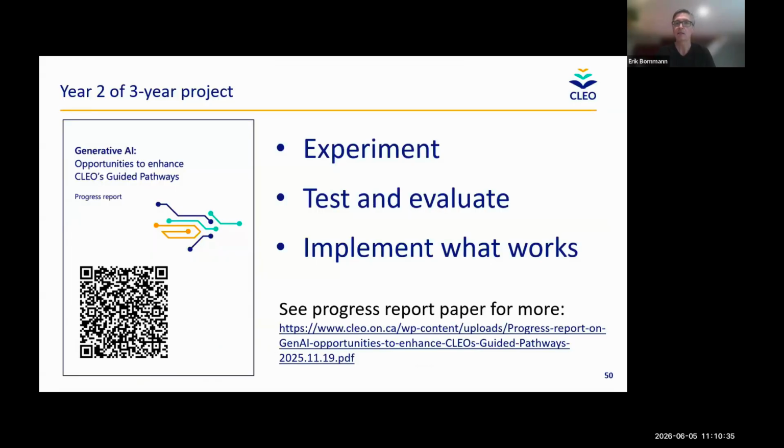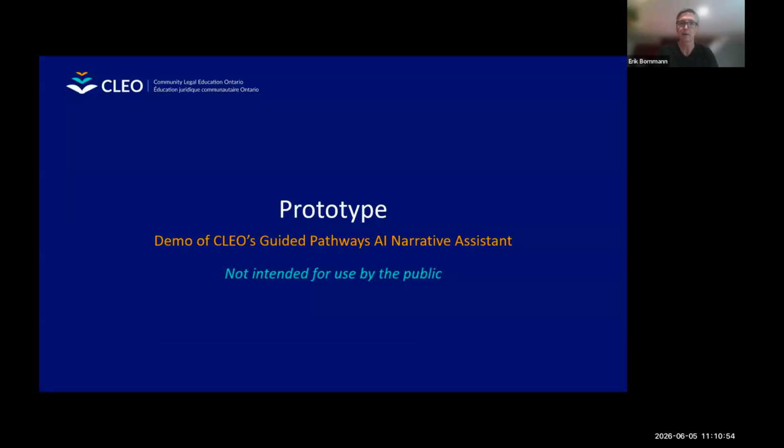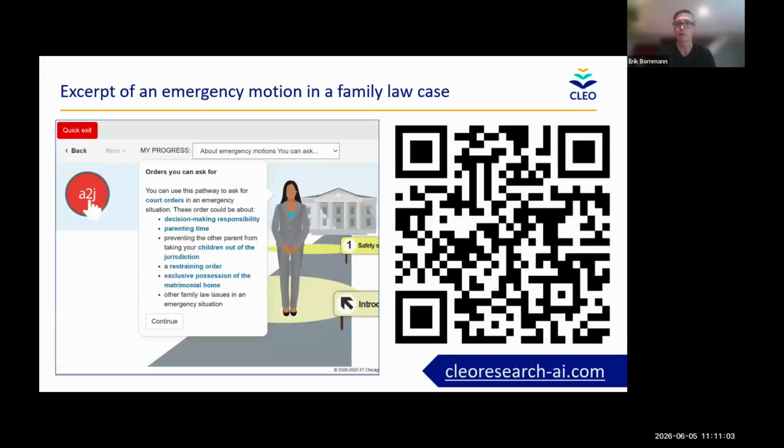So it's this concept that became the core of our 3-year research and development initiative, which we're in year 2, to experiment, evaluate, and then implement what works. For more on this, you can read a progress paper we published last year. The link is here. But with that context, let me show you how the narrative assistant actually works. Now, I'm going to show you a short excerpt of a guided pathway that feeds into the narrative assistant prototype. If you want to try it yourself, the link and QR code are on this slide, so you can follow along or watch me do the same.